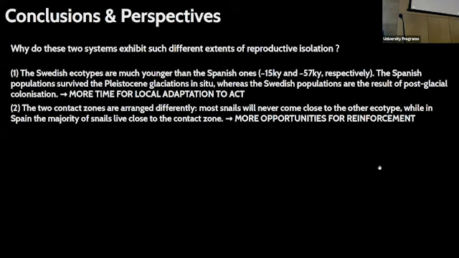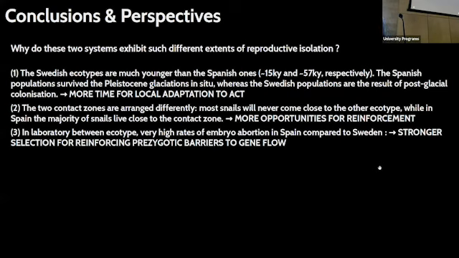The other thing is that the arrangement of the contact zone is a bit different, because in Sweden the contact zone is very, very narrow and most of the snails cannot encounter the other ecotype most of the time, while in Spain it's more likely to encounter. So that gives more opportunity for reinforcement.